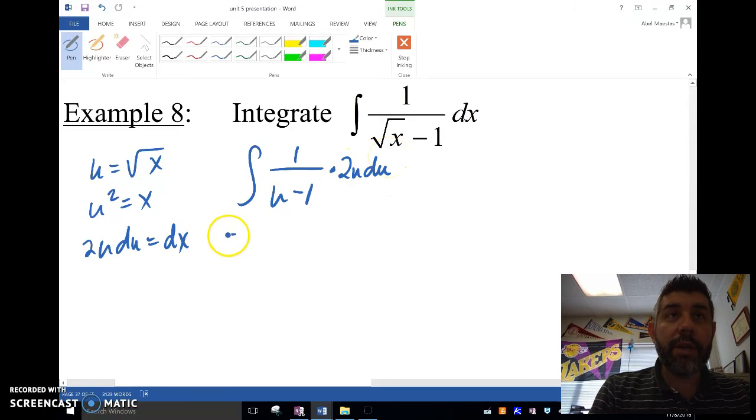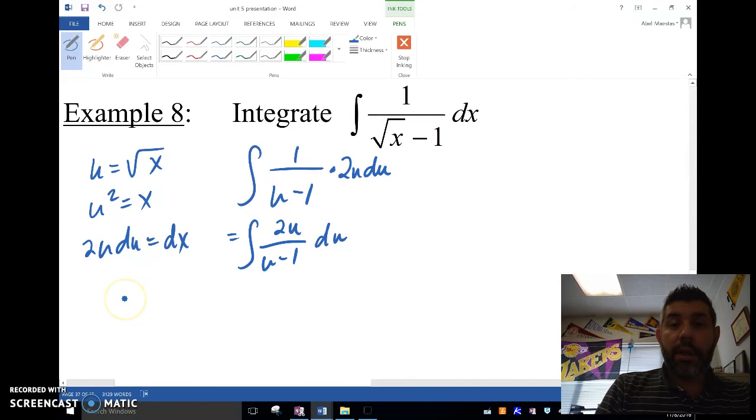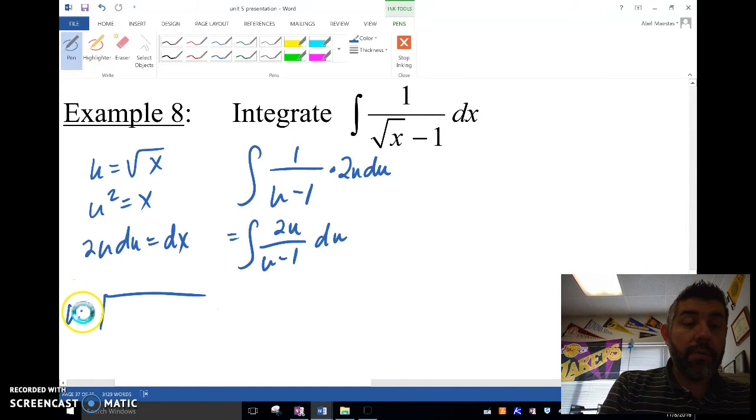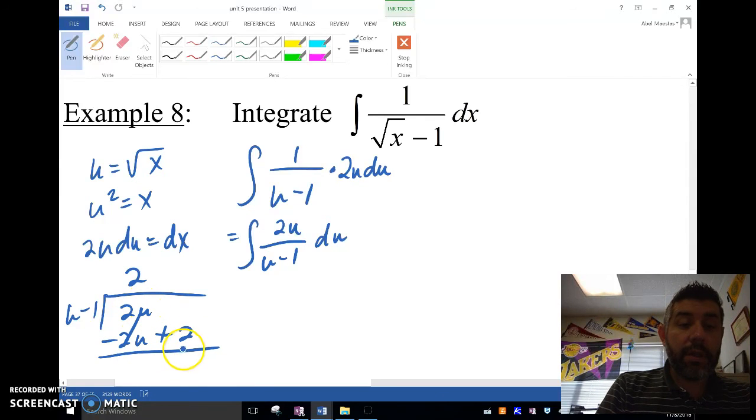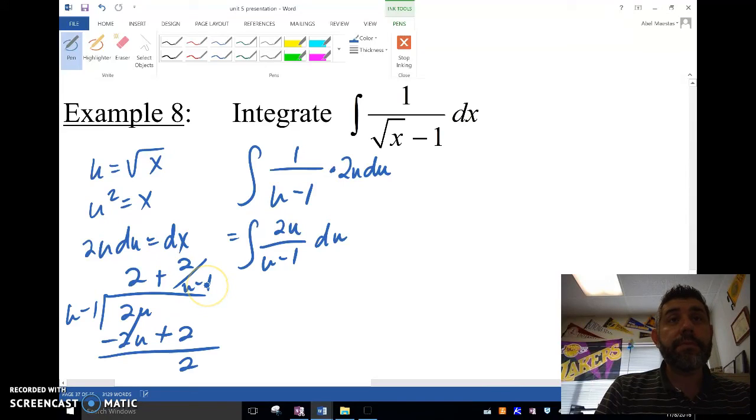Okay, so then what do we got here? Well, notice here that we're going to get the integral of 2u over u minus 1. And this has the same power, so we're going to need to do, what do we say we do when that happens? We're going to need to do long division. Okay, so u minus 1 into 2u is 2, which is going to give me 2u minus 2. Subtract these out, and that's going to give me a 2. So this is plus 2 over u minus 1.